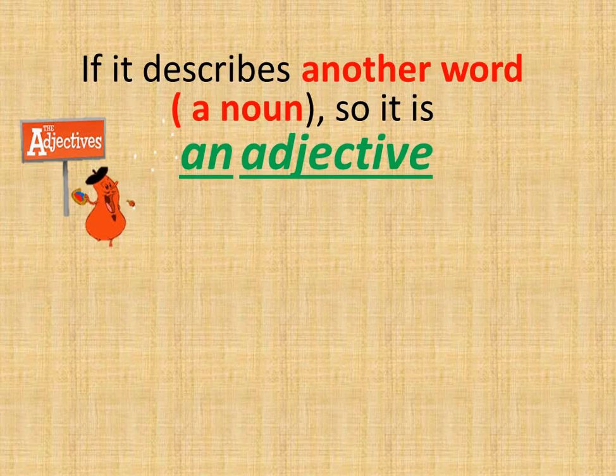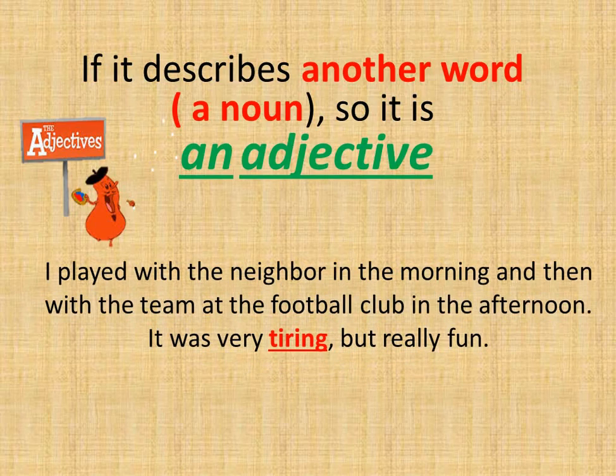Again, if this word describes another word, something like if we describe a noun, then it is an adjective. We call it an adjective because it describes a noun. So, I played with the neighbor in the morning and then with the team at the football club in the afternoon. It was very tiring, but really fun. So now we need to guess the meaning of the word tiring.